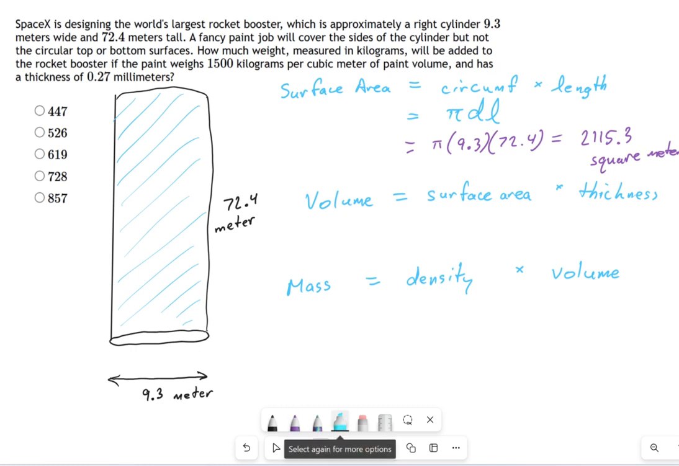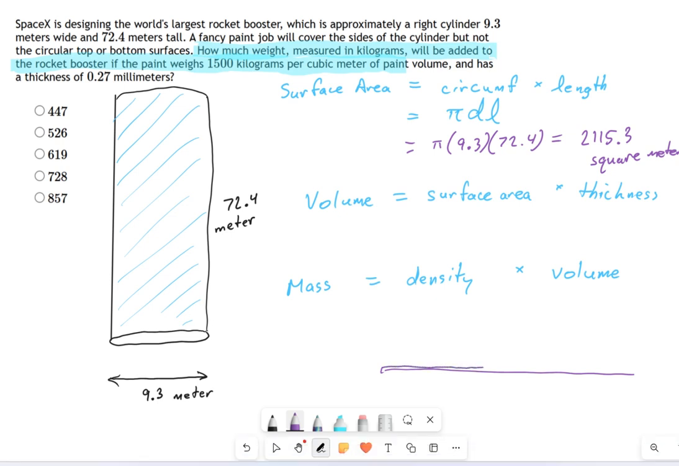And remember, I'm not talking about volume of the cylinder. I'm talking about volume of the paint, because if we're going to measure how much weight is added because of the paint, then I need to know how much paint there is. Which means a layer of paint right here, and here, and here, and I realize that it has a teeny little thickness to it, very skinny paint, but it does have a thickness, so that's going to have a volume.